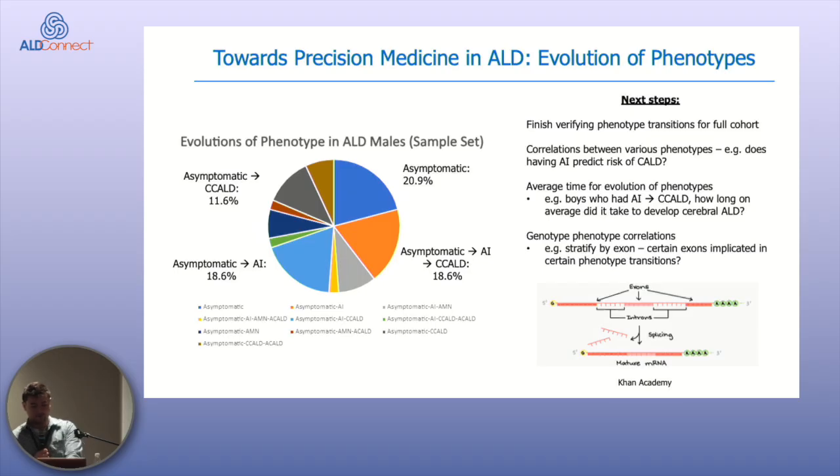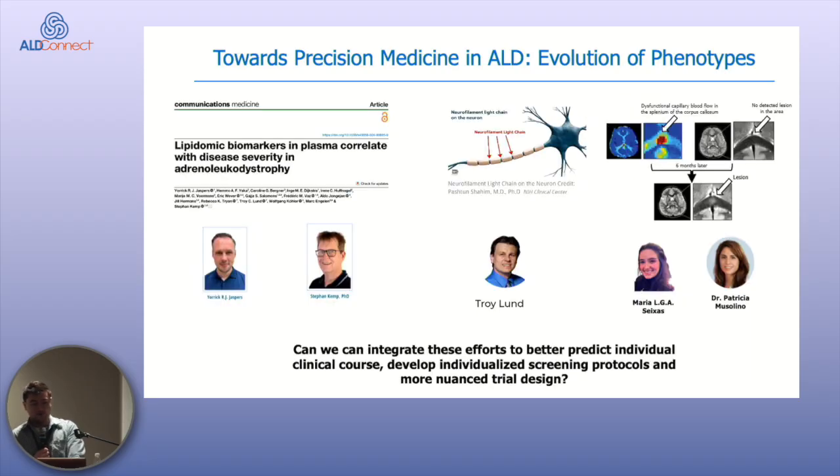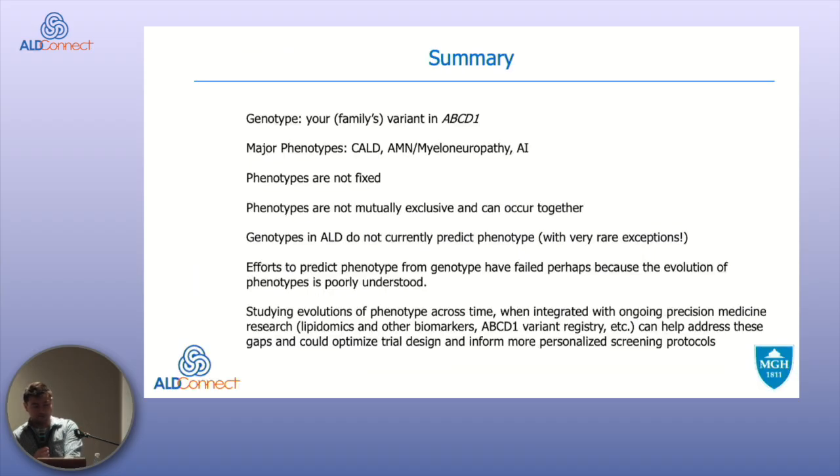Finally, we're hoping that we can take this database and the nuanced clinical presentation and correlate it with some of the amazing precision medicine research that we have. So the lipidomics work that just came out from Stefan Kemp's group. Troy Lund talked to us about neurofilament light chain. And then also Patty Mussolino's group is looking at brain perfusion MRIs and angiogenesis markers to predict cerebral ALD. So what we hope to do with all this is better predict individual outcomes, develop more individualized screening protocols, and then maybe enhance trial design. So in the interest of time, I'll skip the summary slide and just say thank you.